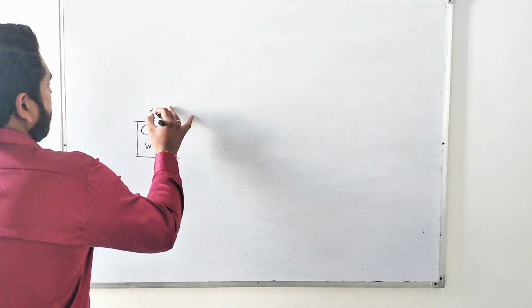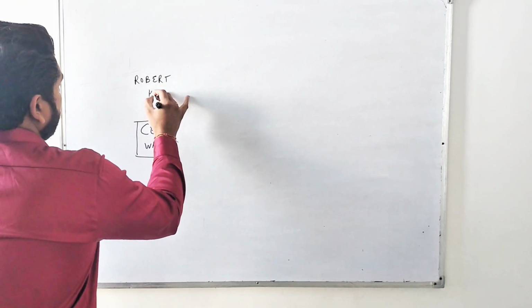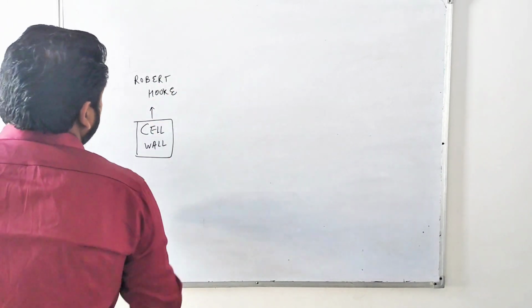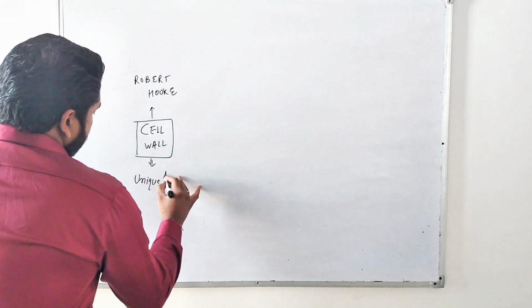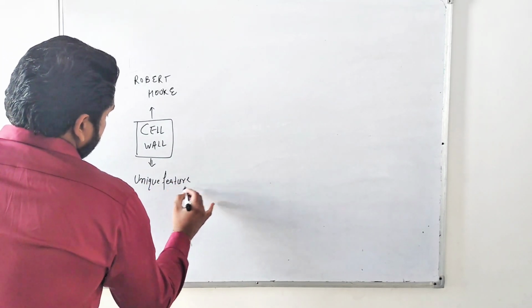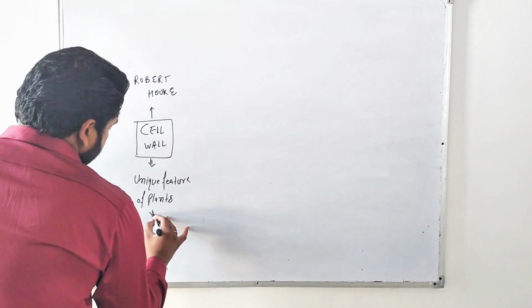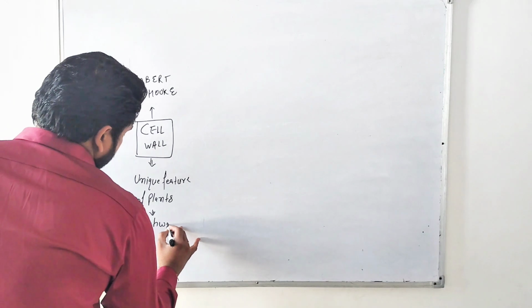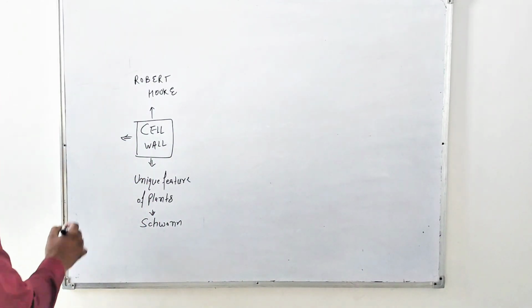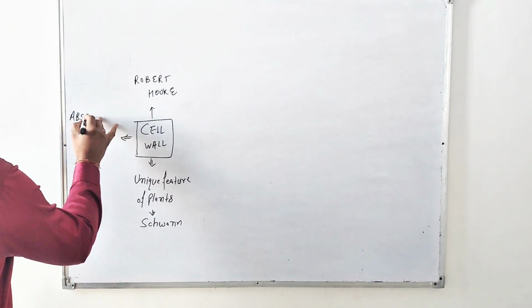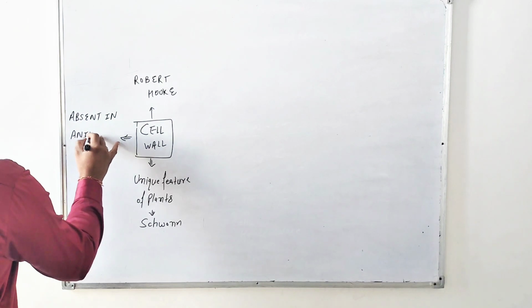You know that the cell wall was discovered by whom? It was discovered by Robert Hooke. And the cell wall is the unique feature of plants. Who told this? Schwann. And you all know that the cell wall is not present in animals, so I can say that the cell wall is absent in animals.